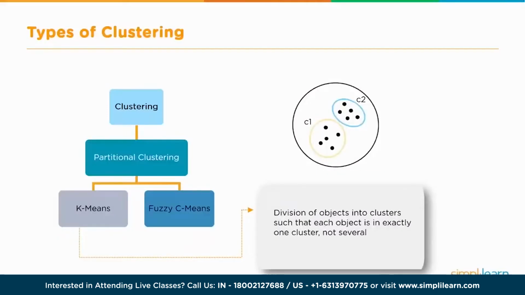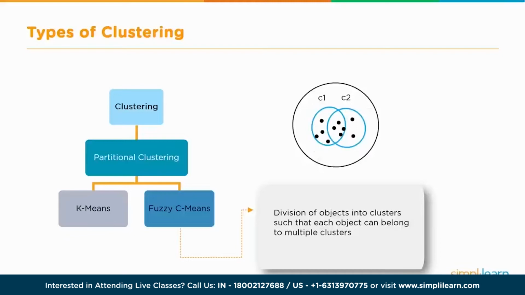Then we have partitional clustering split into two subtypes: k-means clustering and fuzzy c-means. In k-means clustering, the objects are divided into the number of clusters mentioned by the number k. That's where the k comes from. So if we say k is equal to 2, the objects are divided into two clusters, C1 and C2. And the way it is done is the features or characteristics are compared, and all objects having similar characteristics are clubbed together. So that's how k-means clustering is done. We will see it in more detail as we move forward.